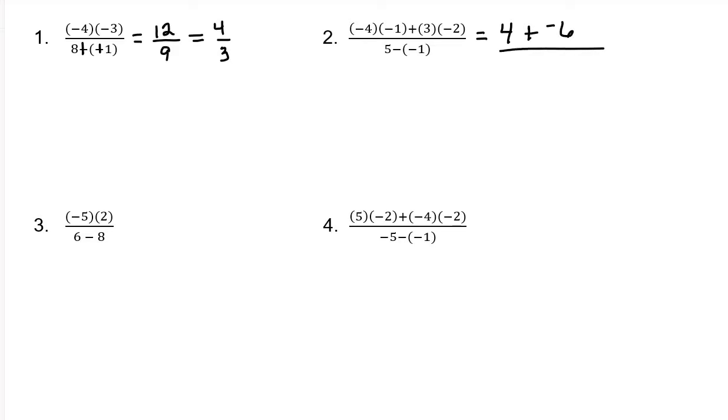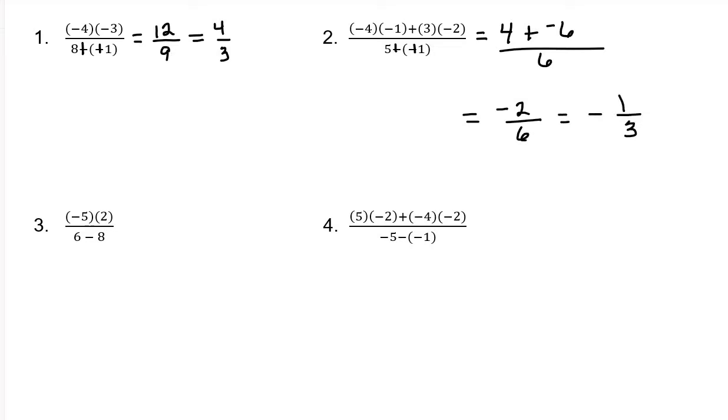And then in the denominator, I have 5 minus -1. Remember, minus a negative is the same thing as adding a positive. 5 and 1 is 6. So now I can simplify my numerator. 4 and -6 is -2. So I have -2 over 6, and that will simplify to -1/3.